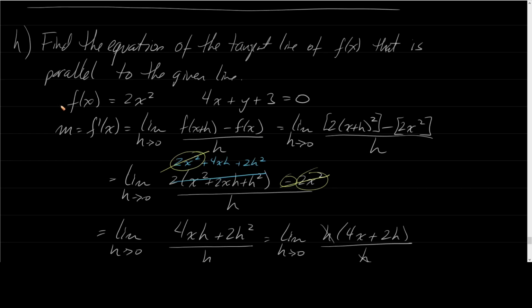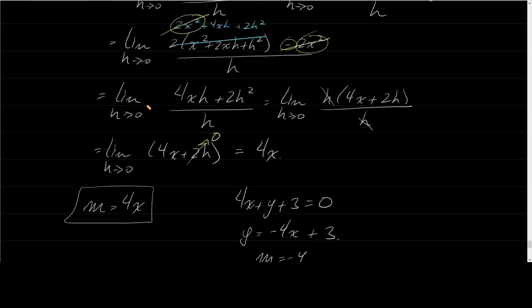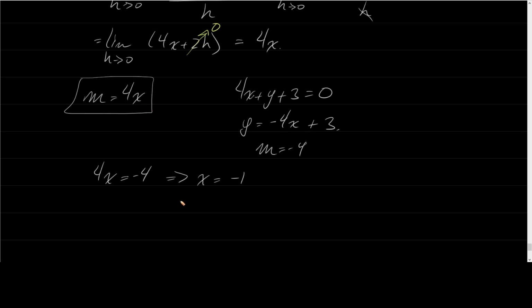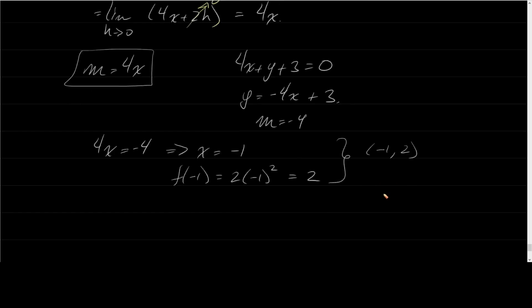We've got the slope, now we need a point. To do so, I'm going to plug in that negative 1 in there. So f of negative 1 is 2 times negative 1 squared, which is just 2. So these two lines give me the point negative 1 comma 2.